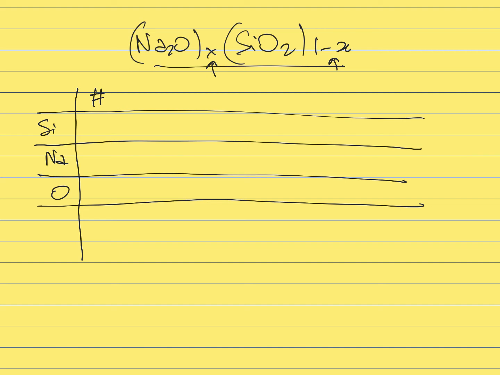If you have a fraction of silica that is 1 minus X, it means that for silicon, you will have 1 minus X silicon. That's the first thing. Sodium: you have X mole of Na2O, but each mole of Na2O contains 2 sodium, so you will have 2X sodium. Oxygen: you have 2 minus 2X coming from silica, and X coming from Na2O. So the number of oxygen will be 2 minus 2X plus X, so 2 minus X. That's the total number of oxygen that you have.